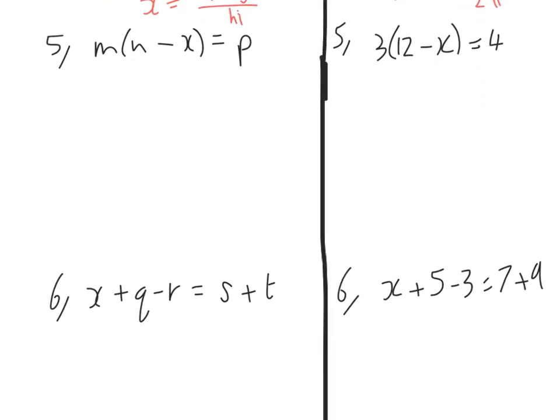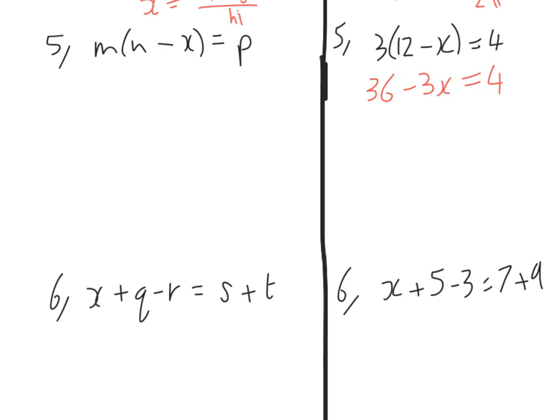Number 5, we have 3 of this bracket, so 3 multiplied by the bracket equals 4. We can solve that, expand the bracket. 3 12s are 36. 3 times minus x is minus 3x, and that equals 4. There are a number of ways to solve that. Most people would prefer to not have a negative number of x's.